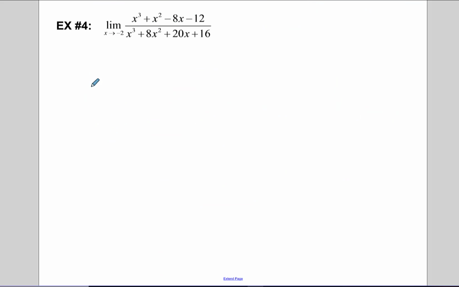Okay, this one's really scary. So the limit at negative 2, who put this on here? This is a mess, of the x cubed plus x squared minus 8x minus 12. Let's do a little bit of shorthand here. Let's call that f of x.